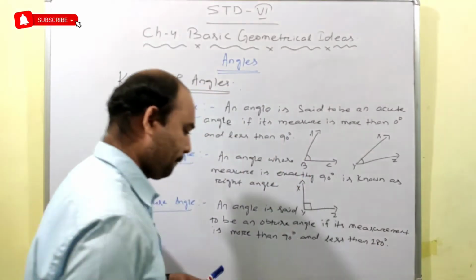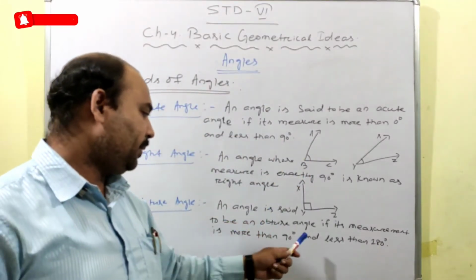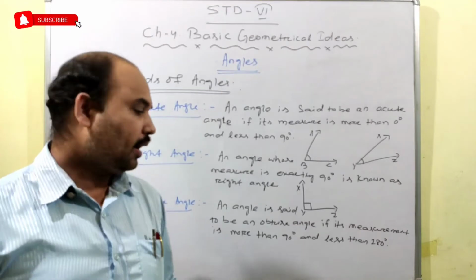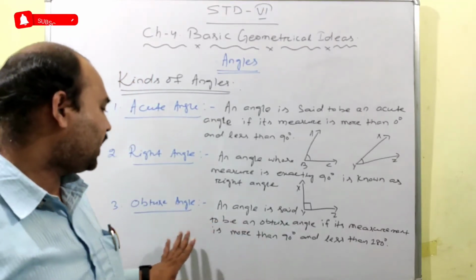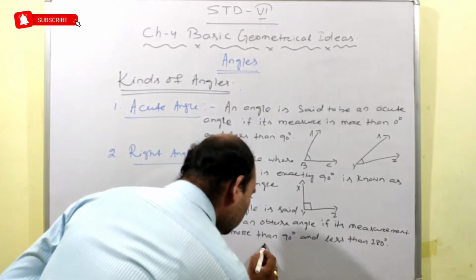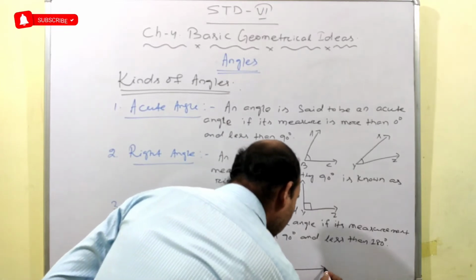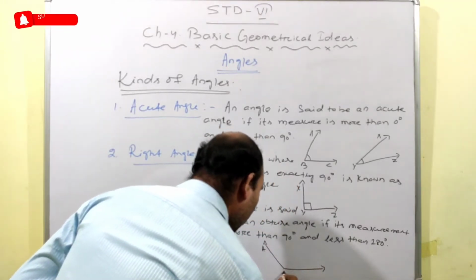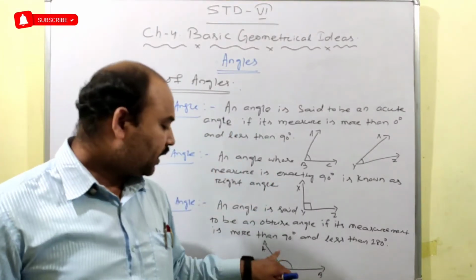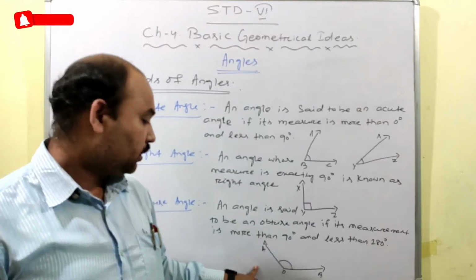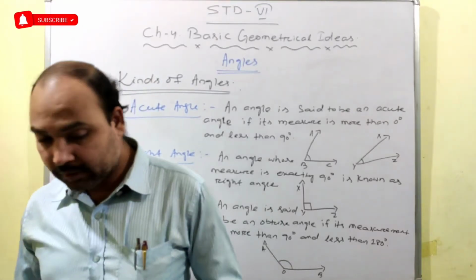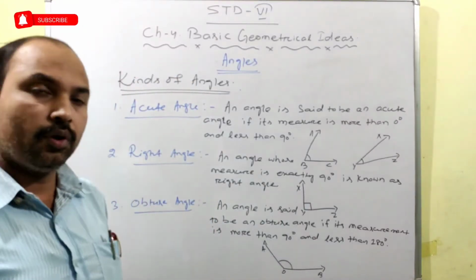180 degrees. Okay. An angle is said to be an obtuse angle if its measurement is more than 90 degrees and less than 180 degrees. So this type of angle is known as your obtuse angle. Its figure is like this, AOB. This AOB is more than 90 degrees and less than 180 degrees. This type of angle is known as your obtuse angle. Okay. Number 3 completed. Then number 4 we'll discuss.